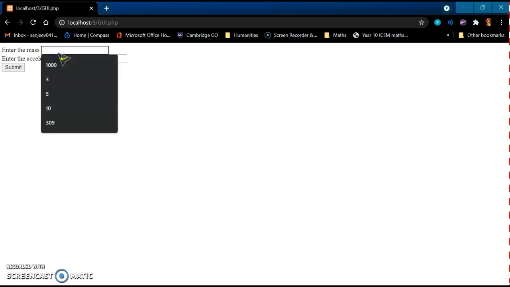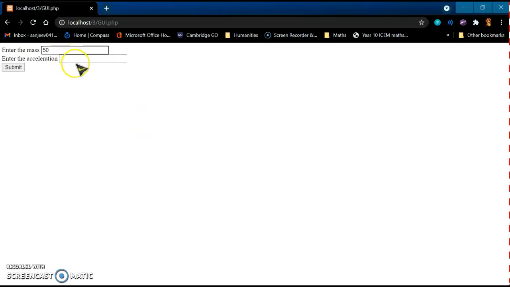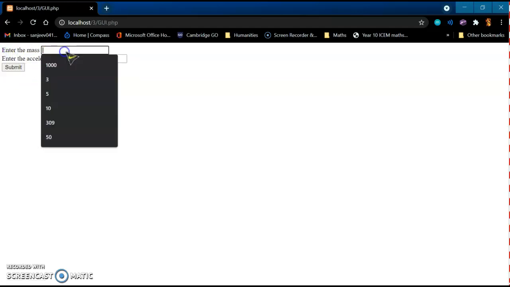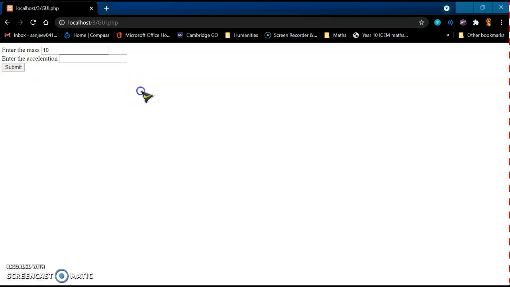So if I put 50 and 80, force is 4,000, 50 times 80 is 4,000, and if it's higher than 50, there's enough force to move this brick. But if I put 10 and maybe 2, there's not enough force.